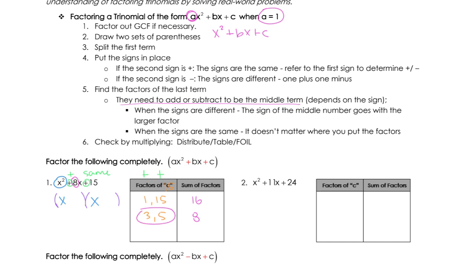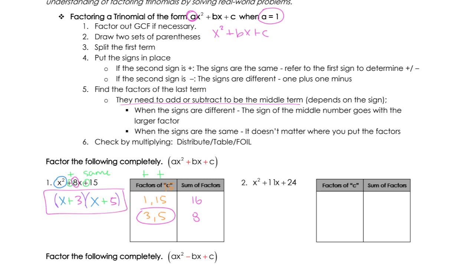So then I have my signs plus and plus. Actually, I'm going to go back to my green there. We should have done that from the get-go. And then my factors that I'm going to use are x plus 3 and x plus 5. This would be my final answer.